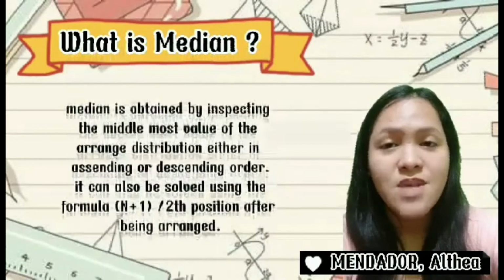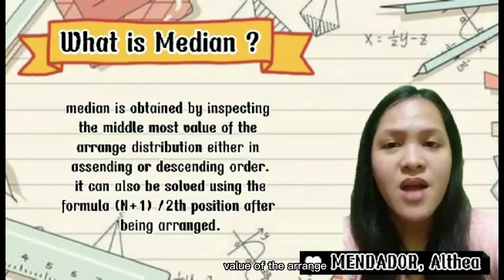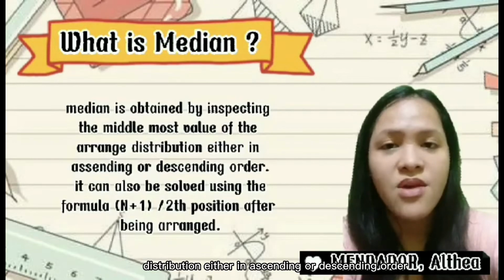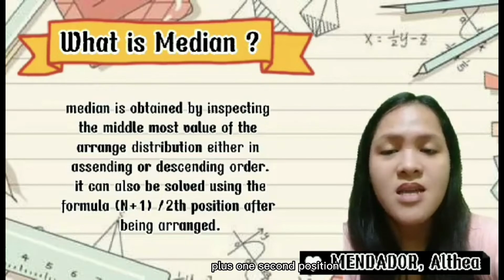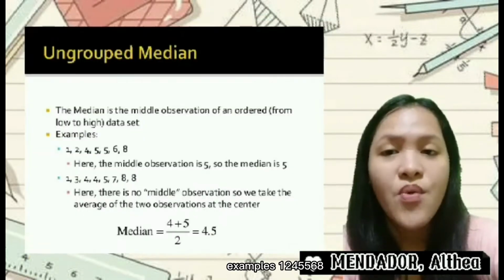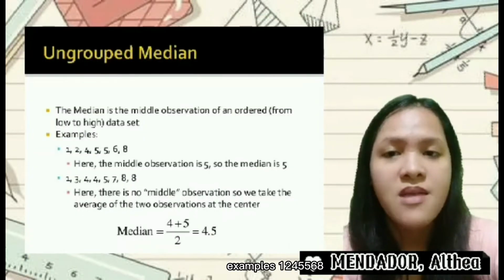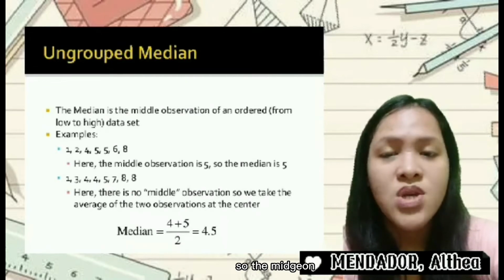What is median? Median is obtained by inspecting the middlemost value of the arranged distribution, either in ascending or descending order. It can also be solved using the formula number of samples plus 1, over 2, position after being arranged. Example: 1, 2, 4, 5, 5, 6, 8. Here the middle observation is 5, so the median is 5.